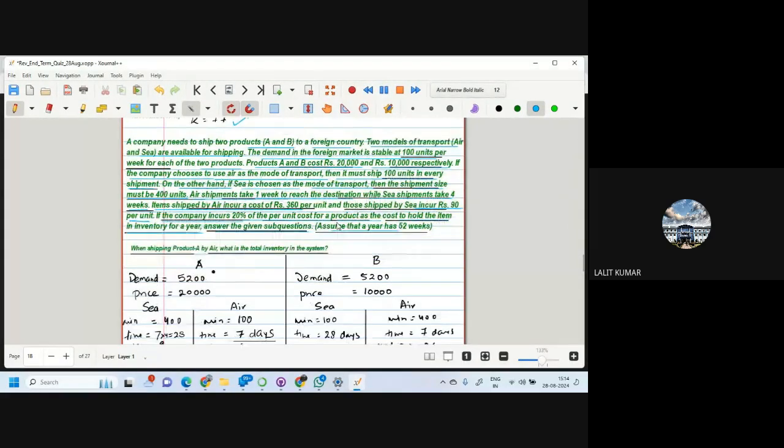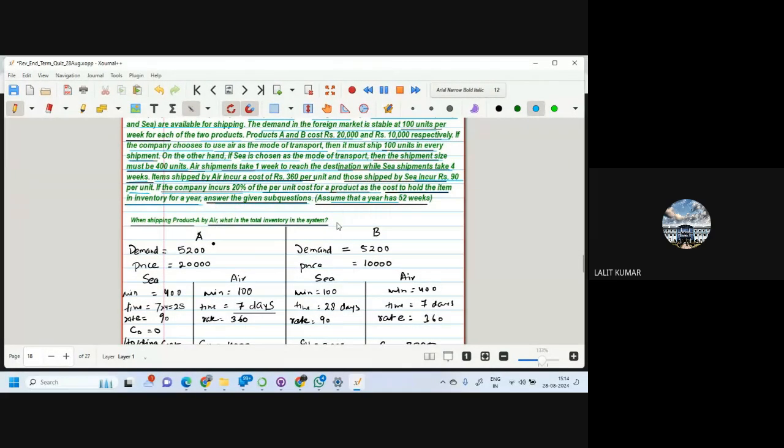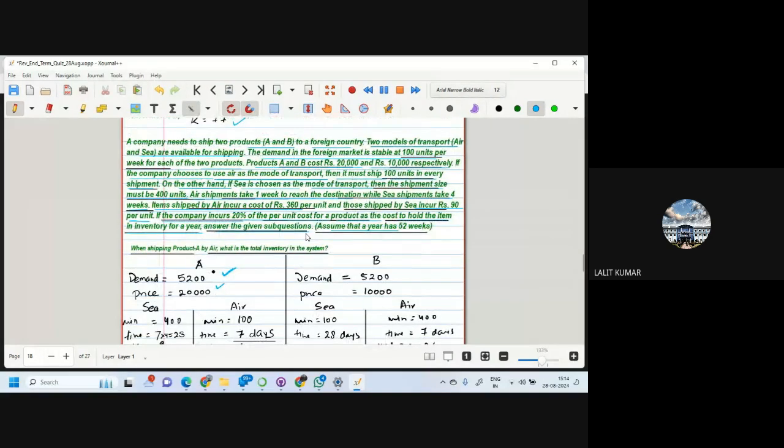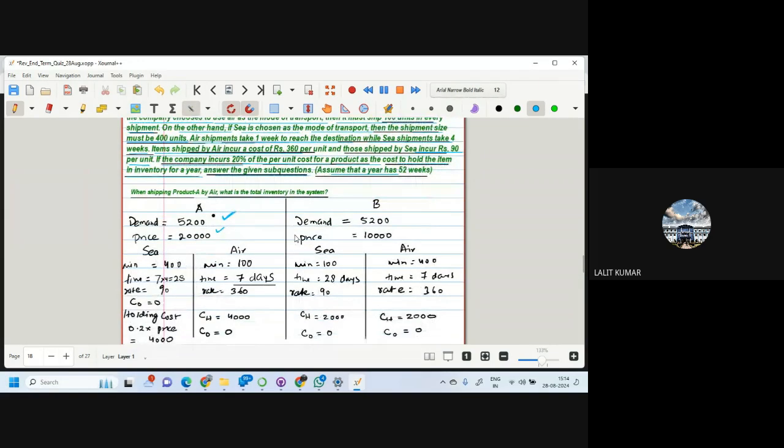So here in this question, the important parts are what? First of all, the demand per year, and the price. For item A, the demand is how much? It is 100 units per week, so you convert it to the year: 100 into 52, so your yearly demand becomes 5,200. Price is 20,000. For B, the demand is the same, the price is less.